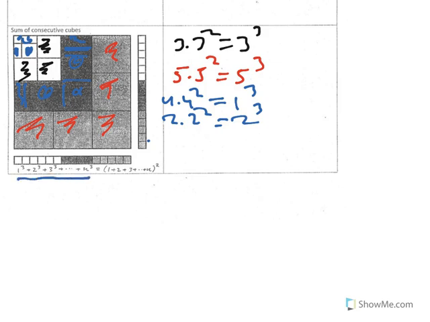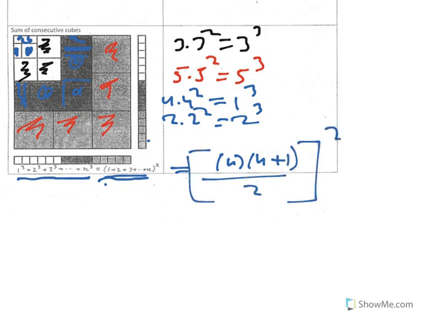All the squares together equal that, but the big square has dimensions 1 plus 2 plus 3 up to n squared. And that, since we have a formula for 1 plus 2 plus 3 up to n, we get n times (n plus 1) over 2, the whole thing squared.